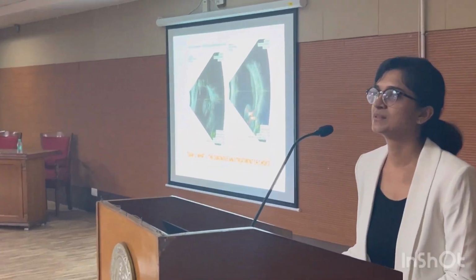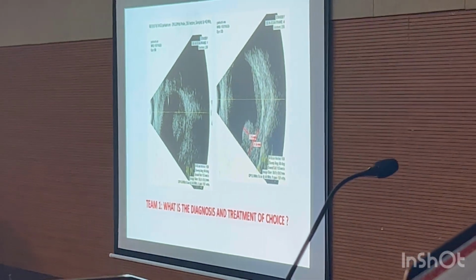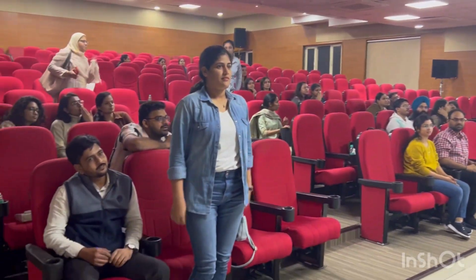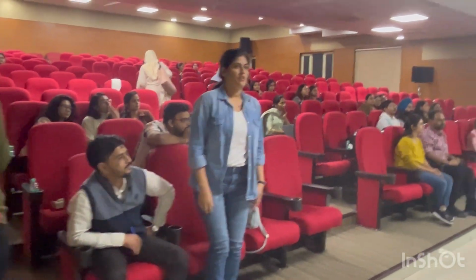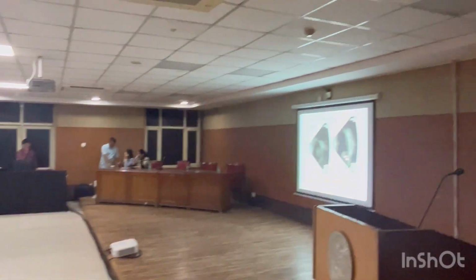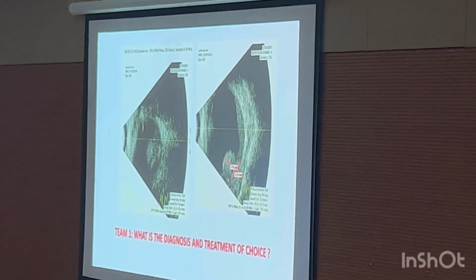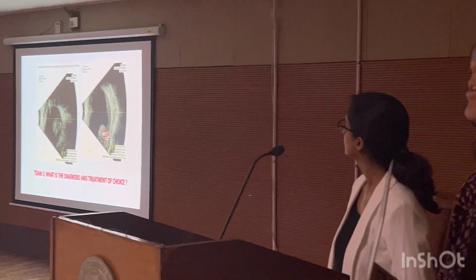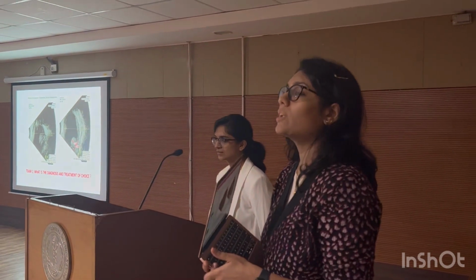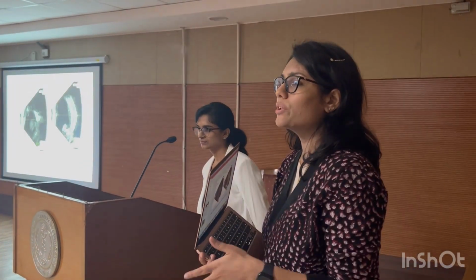Treatment of choice. You can look again. Just try to see, look at the appearance. Intraocular tumor, yes, you are right. But anything more? Do you see the appearance? Do you think it is a little typical of some particular tumor? What are other intraocular tumors that you can think of except retinoblastoma?